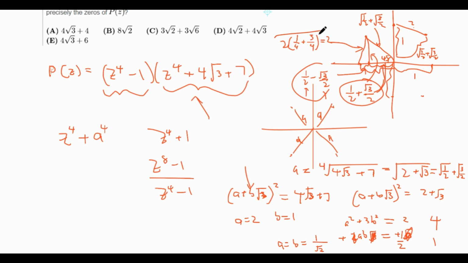And then remember, we have to take the square root. So this length right here is just equal to the square root of 2. And by symmetry, the lengths of all the sides of the octagon are square root of 2. So that means the total perimeter is 8 square root of 2, which is right here. So that is our answer, and we are done.